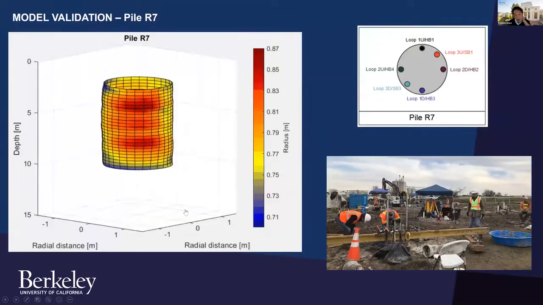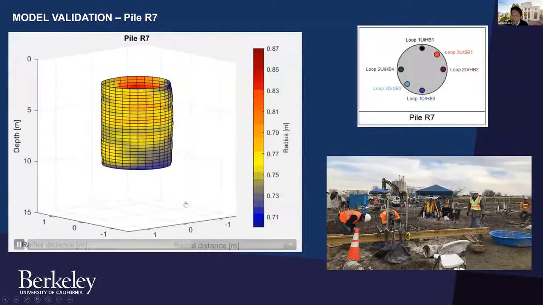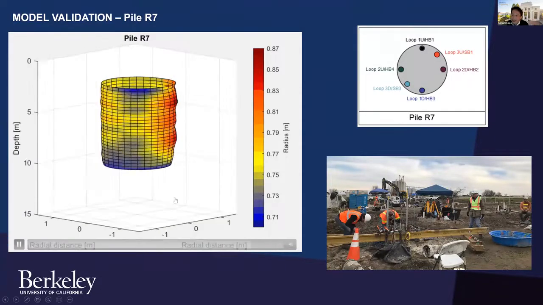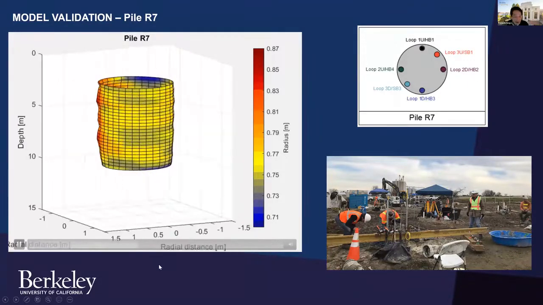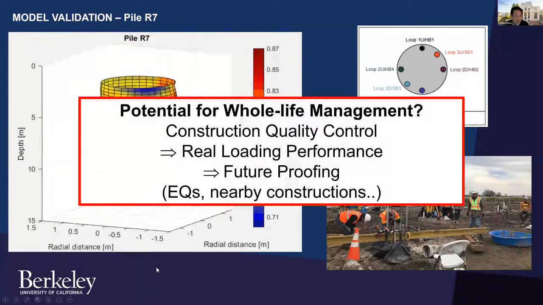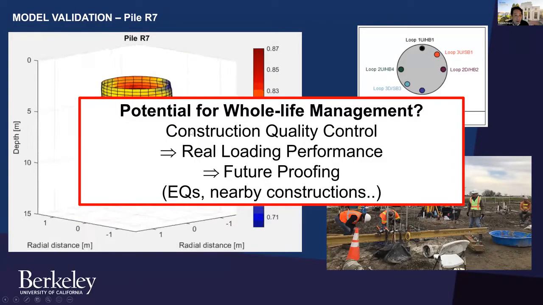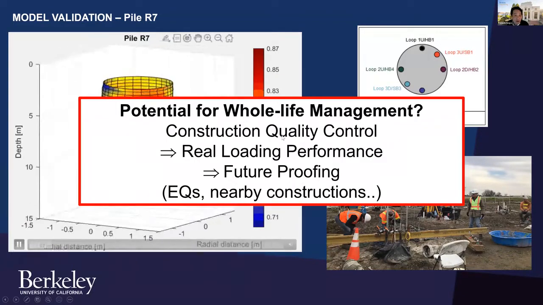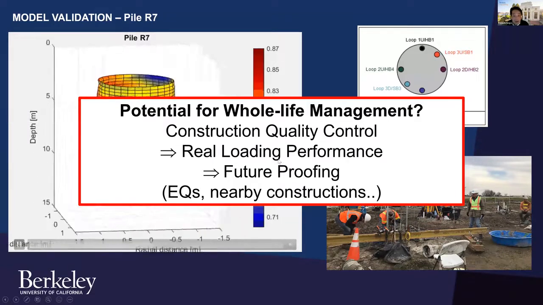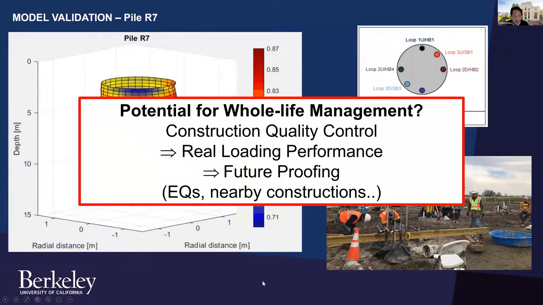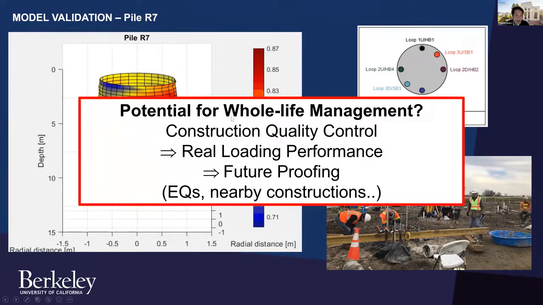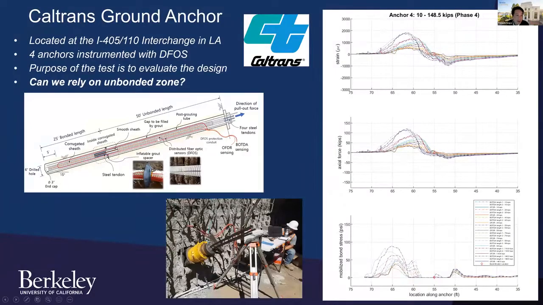These are what we call thermal integrity tests. We start to see this in the market, but this is something you can start to do using this fiber optic sensing. So isn't it nice if you can put in this fiber for whole-life management? You look at construction quality control, then you can look at the real behavior, and then you can do future proofing. You can do this for grouted anchors, and see how the skin friction, the shaft friction, the bonded strength, is developing.